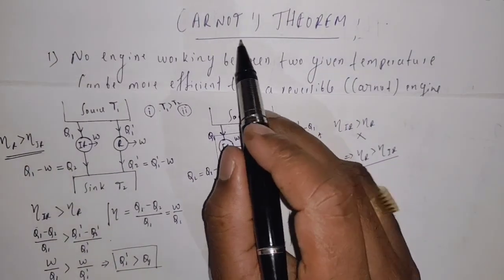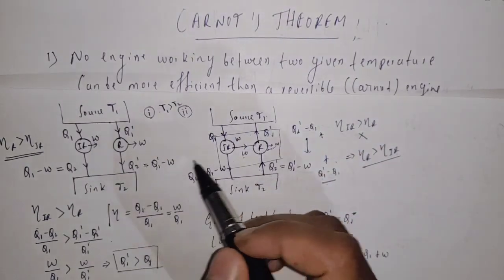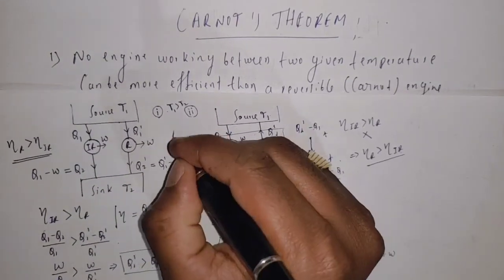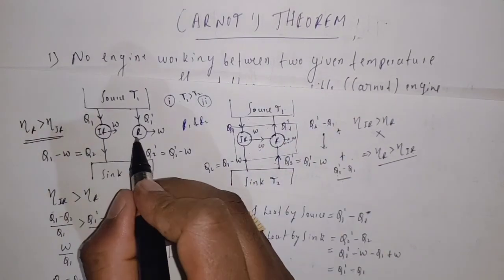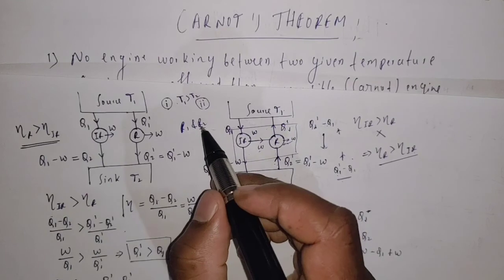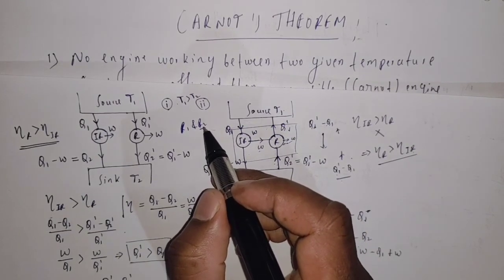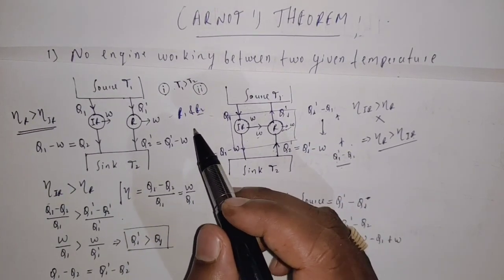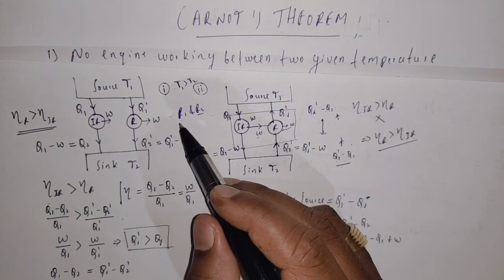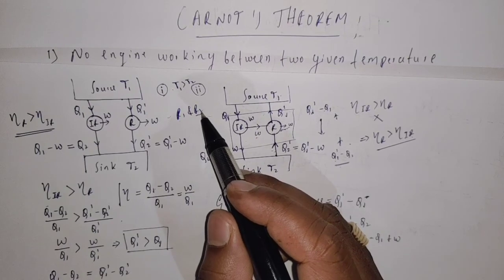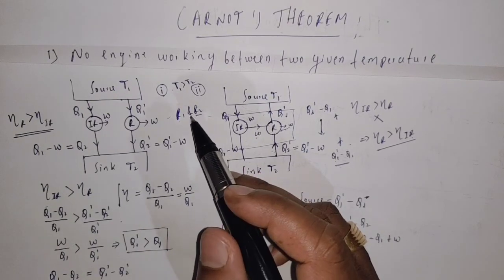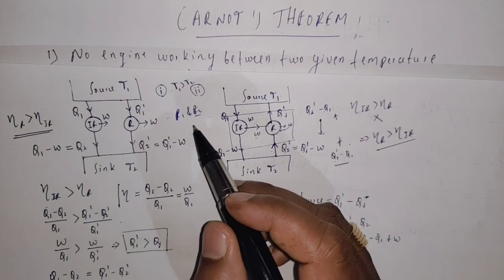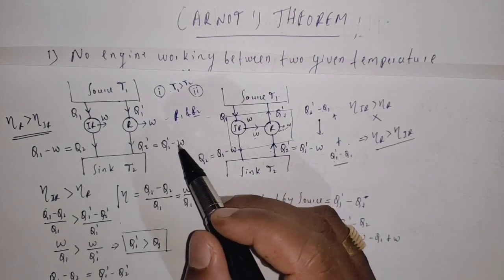And the second statement of Carnot's theorem is proved by the same argument, and for this purpose we consider two reversible heat engines R1 and R2. We assume that the efficiency of R2 is greater than R1, and from this experiment we conclude that R2 cannot be more efficient than R1, and therefore reversible engines working between the same two temperatures have the same efficiency. Hence the efficiency of a reversible engine depends only on the temperatures between which the engine is working, and it is independent of the nature of the substance used.